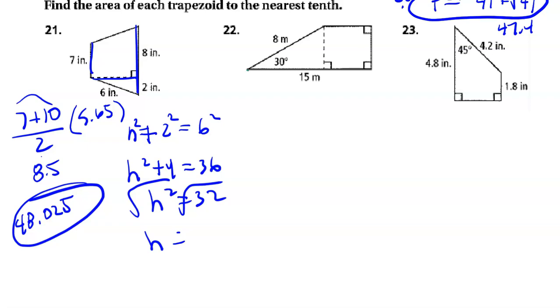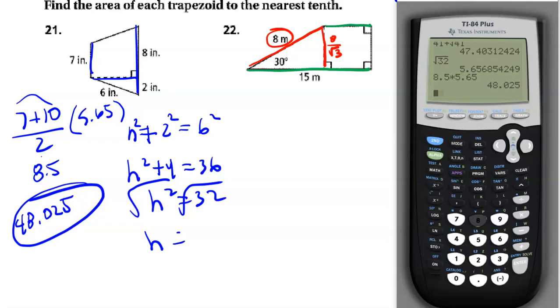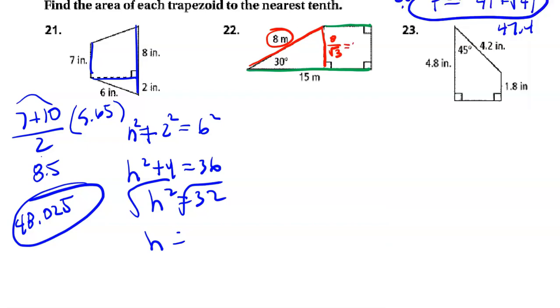So I have a bottom base of 15. I know that. I'm missing a top base. And I'm also missing a height. So I'm going to use my special right triangle trick. So the long leg is 8. So I know that working backwards, you can divide by radical 3. So this height is 8 divided by radical 3. So let's just get that right now. 8 divided by radical 3. 4.6. So there's the height.